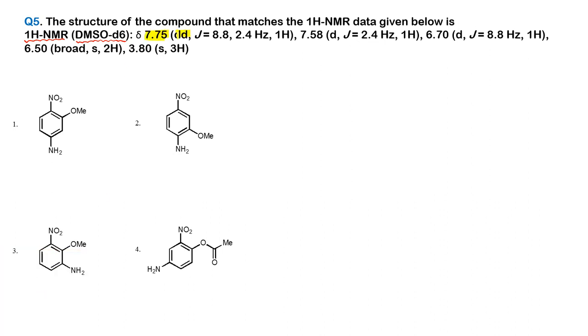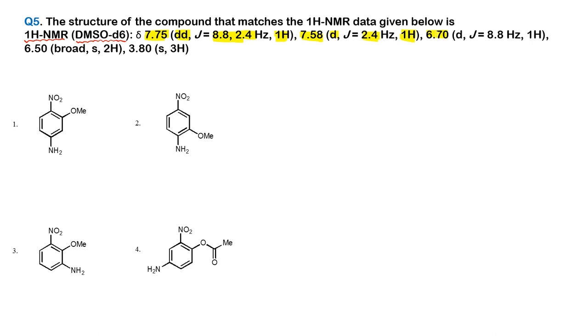7.75 is giving a doublet of doublet with two coupling constants, 8.8 hertz, and this corresponds to one proton. The next value is 7.58. Again, it is a doublet with a coupling constant of 2.4. It corresponds to one proton.